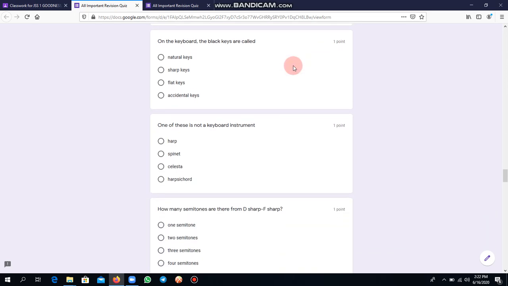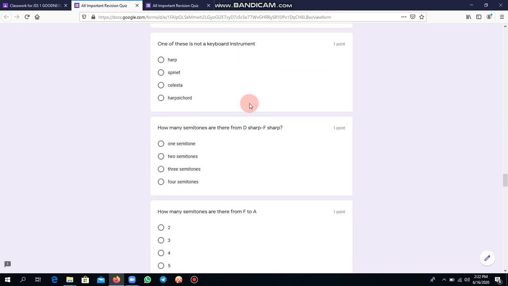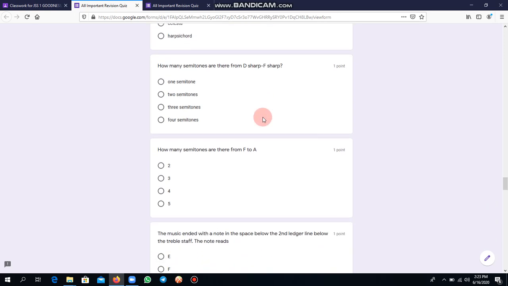Thank you. On the keyboard, the black keys are called, if you don't know this, you need to know it now, the black keys are called accidental keys. The white keys are called the natural keys. One of these is not a keyboard instrument. Harp is not a keyboard instrument. Spinet is, celesta is, harpsichord is. Some other keyboard instruments that we have are clavichord, accordion, and piano. Those are keyboard instruments. Okay?